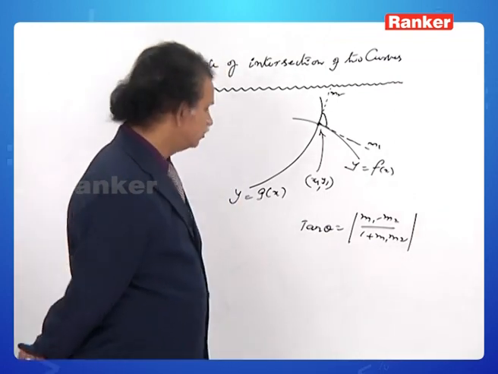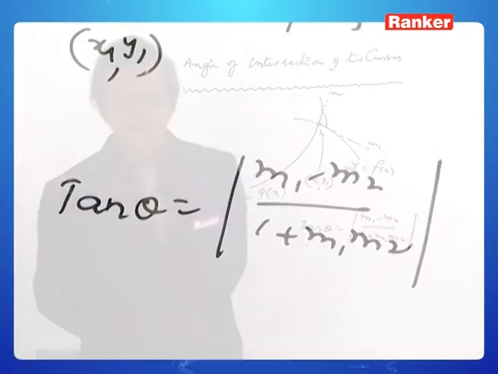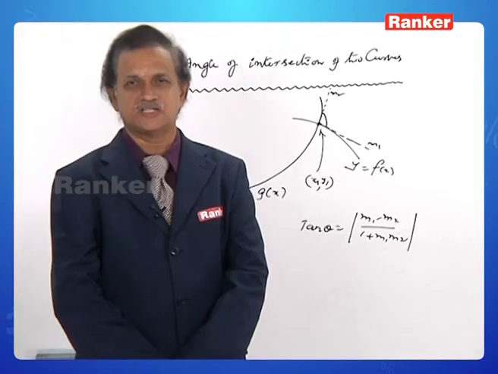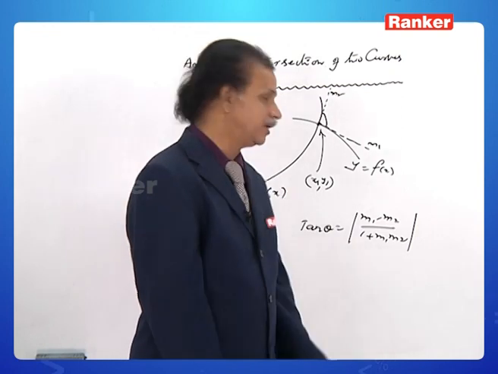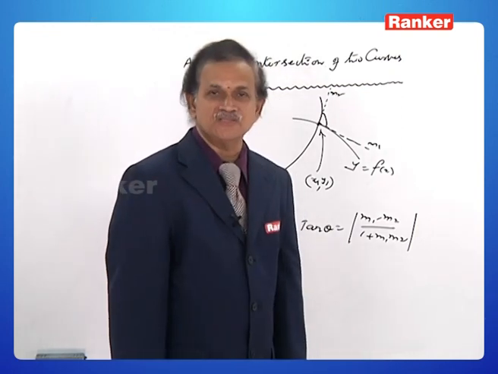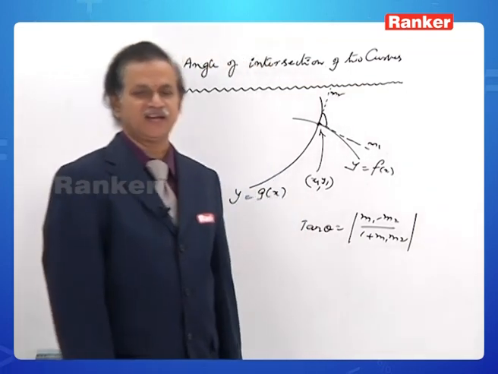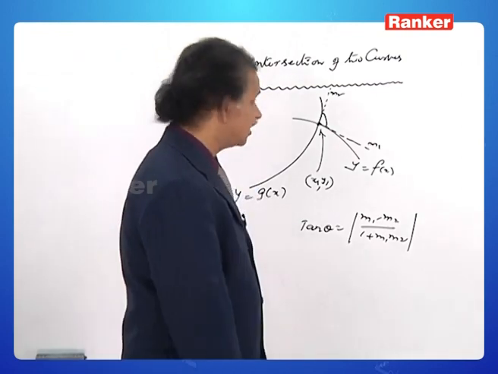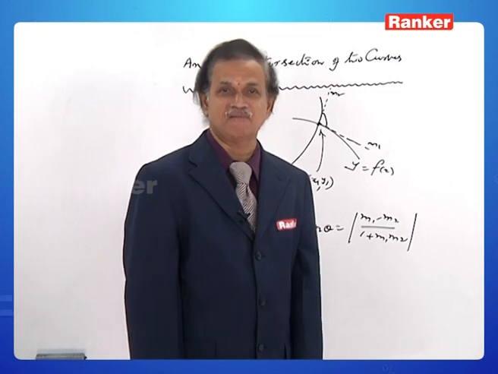Orthogonality. So, in order to observe the orthogonality of two curves, what should you have? The product of the slopes of the two tangents drawn at x1, y1, which is of course one of the points of intersection, must be minus 1. That is m1 into m2 is minus 1. Isn't it? That is, the angle between the tangents is 90. Then we say that the curves are orthogonal.